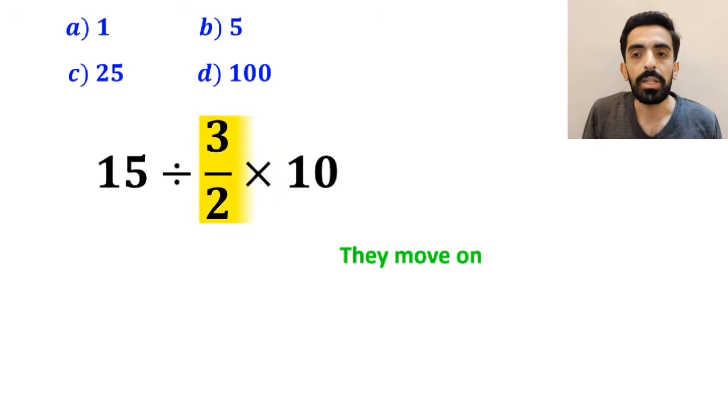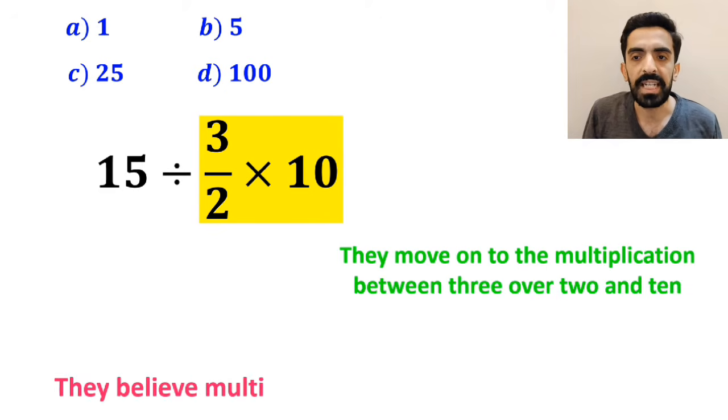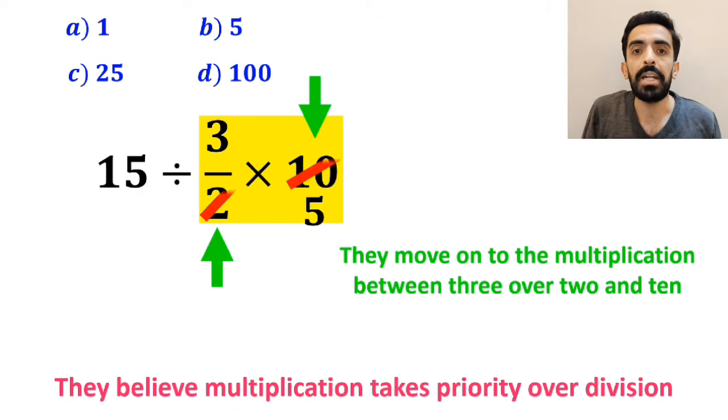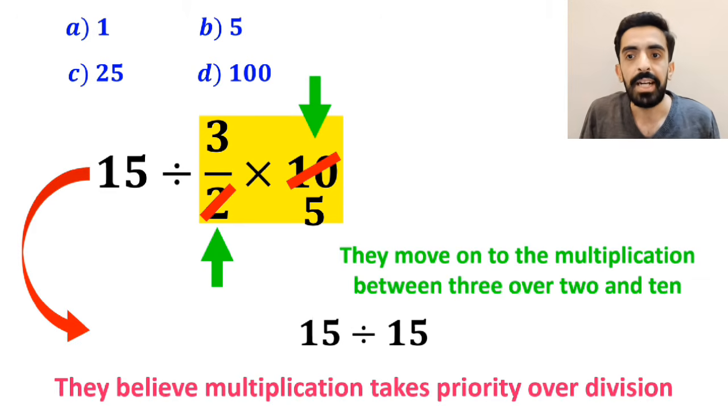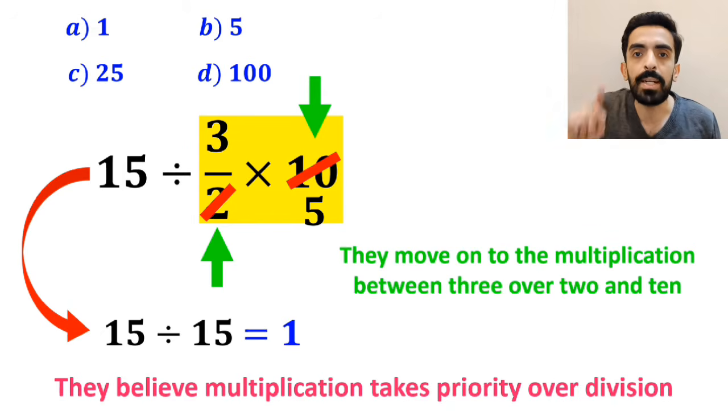Then, they move on to the multiplication between 3 over 2 and 10 because they believe multiplication takes priority over division. Alright, as you can see in the image, they simplify the number 10 with the 2 in the denominator and instead of the original expression, they write 15 divided by 15, which finally gives them the answer 1.